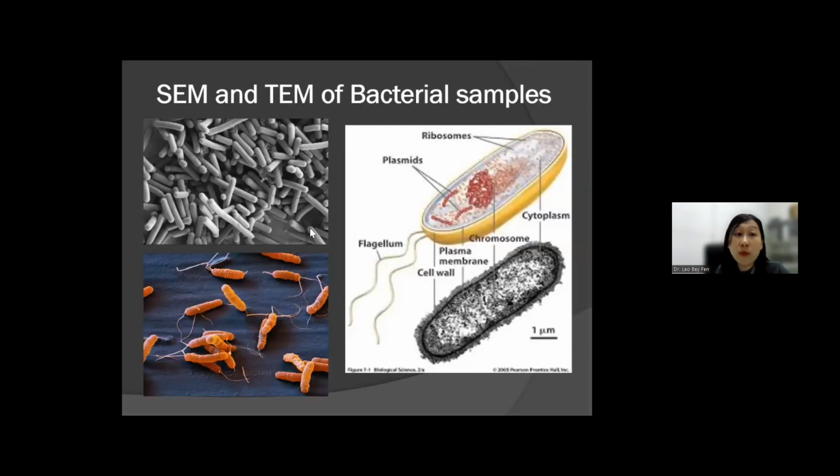If you are working with bacterial samples, here shows the SEM images of the bacterial samples, and here shows the TEM images. Using the TEM, you can see the ultrastructure, for example, where the chromosome, cell wall, and plasma membrane are. But if you're interested in the outer surface of the bacteria, how the morphology looks, then you can choose to use the SEM characterization technique.